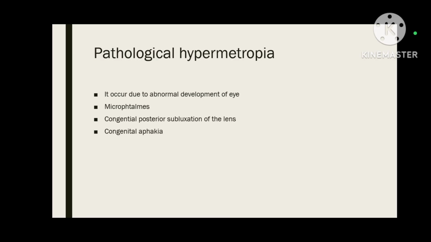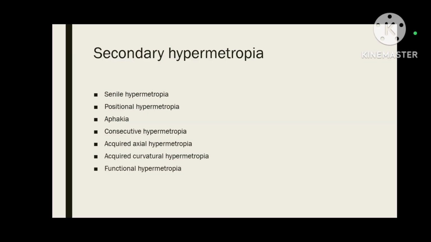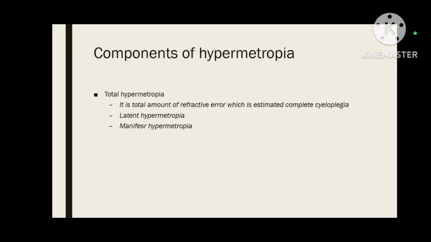And pathological hypermetropia occurs due to abnormal development of the eye: microphthalmia, congenital posterior subluxation of the lens and congenital aphakia. And secondary hypermetropia includes positional hypermetropia, aphakia, consecutive hypermetropia, acquired axial hypermetropia, acquired curvature hypermetropia and functional hypermetropia.